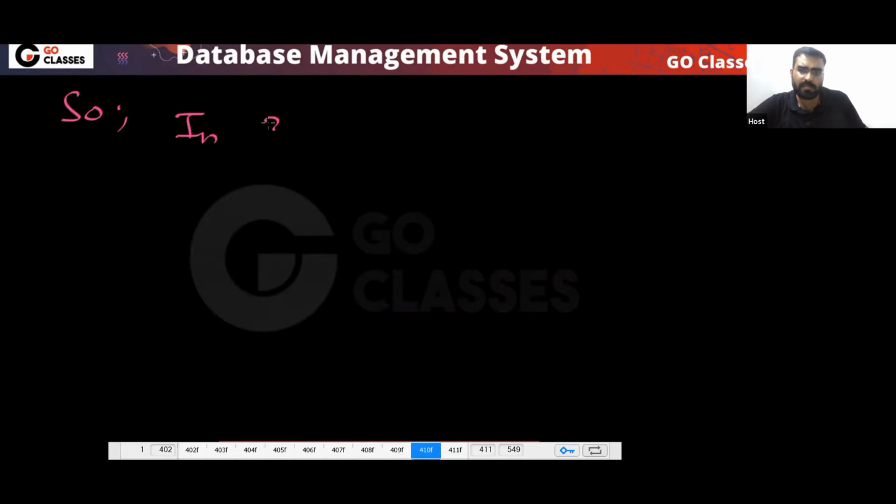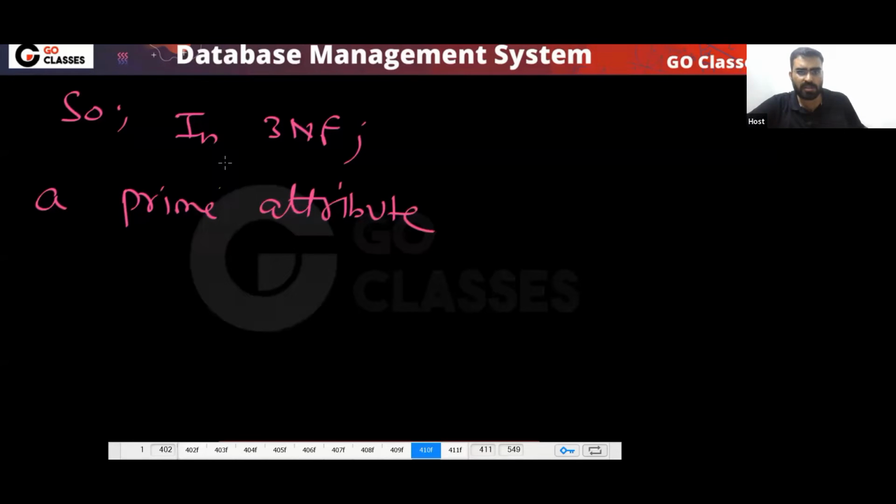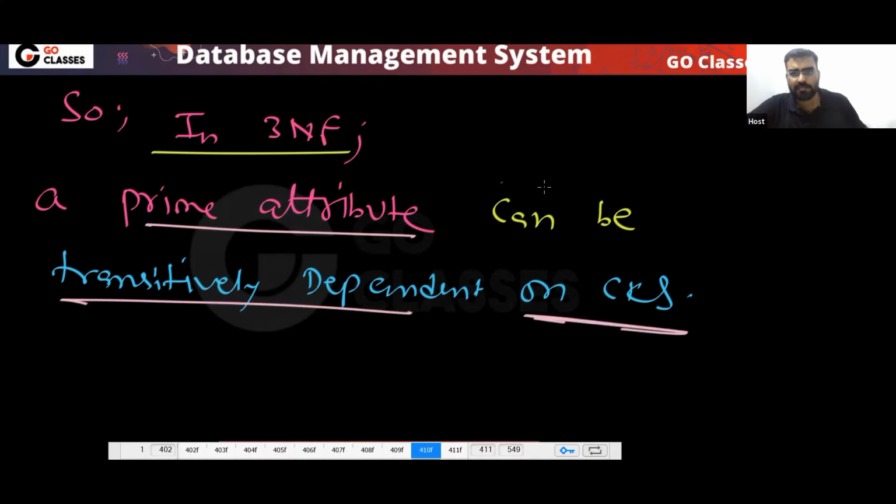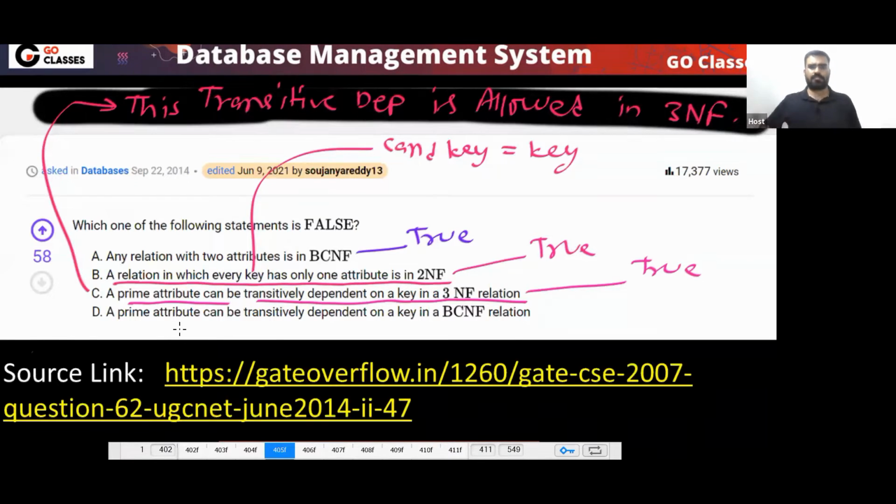So in 3NF, where the relation is in 3NF, a prime attribute can be transitively dependent on a candidate key. Is this clear? We don't care about prime attributes. A prime attribute can be transitively dependent on candidate keys. It can be. So this is your option C.